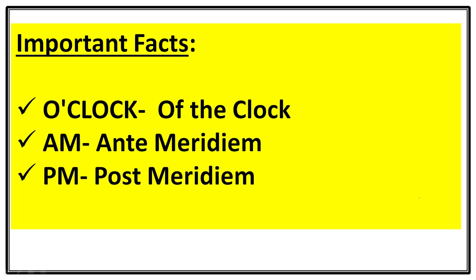Here are some important facts for you. What is the full form of o'clock? You have often heard this word. The full form of o'clock is of the clock. You use these words in your everyday life. So what is the full form of AM? It is ante meridiem. These words are taken from Latin. And what is the full form of PM? It is post meridiem. So these were some important facts.